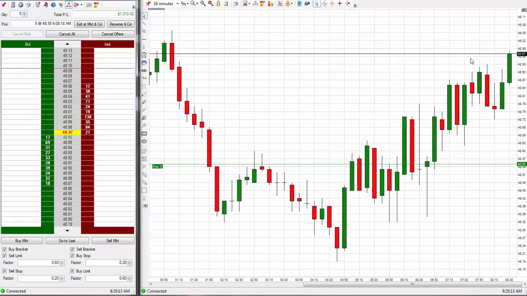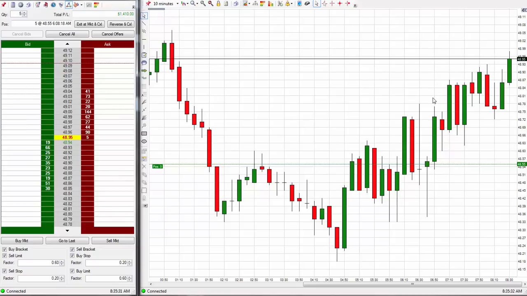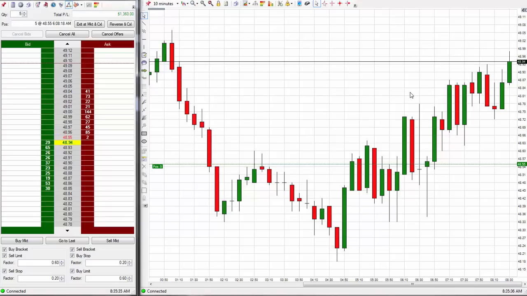So that's the power of knowing how the computer works: you know where to get in, you know where to get out, and then you hold it until it makes it there. That's very, very powerful. That's how you make money in the market, and how you do it consistently over and over and over again. Anyway, I'll come back.